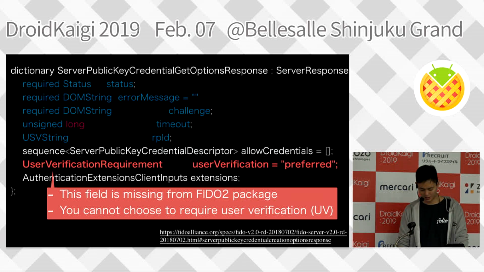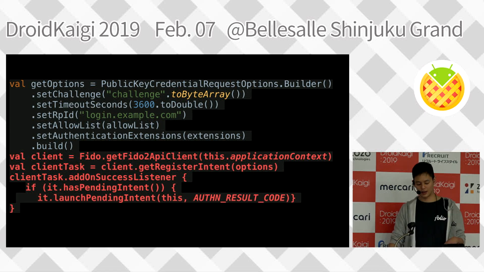The one thing that was not introduced in FIDO is the user verification requirement field. This field is whether you want the authenticator to verify the user is actually the user, like by biometric. And this field does not exist in the FIDO2 package. I don't know, it means Android is not interested in it at all, or it's assuming it has user verification by default. I'm not sure because I couldn't test it. Okay. And then the option is made, and you launch the internal activity by using the FIDO2 API client and its intent.